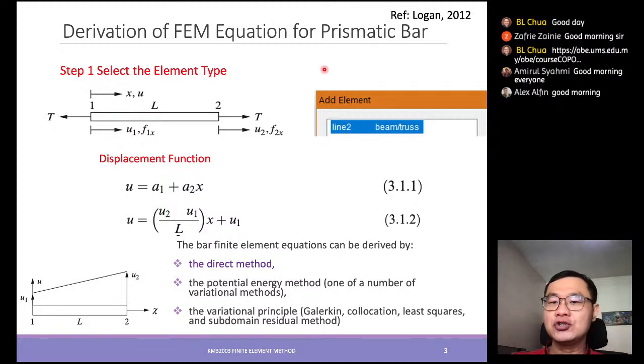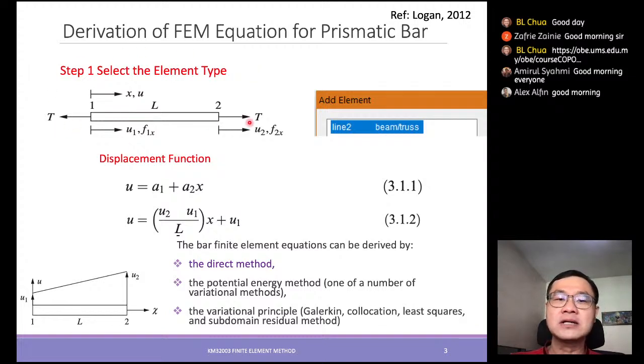As I've shown you in the LISA FEA itself, there is a line tool, which we call a beam or truss element, right? So you can see that again they call it a beam, not exactly a bar, even though you can treat them as a bar as well. So what is the difference between this beam and the prismatic bar itself? We can just look back at the prismatic bar first.